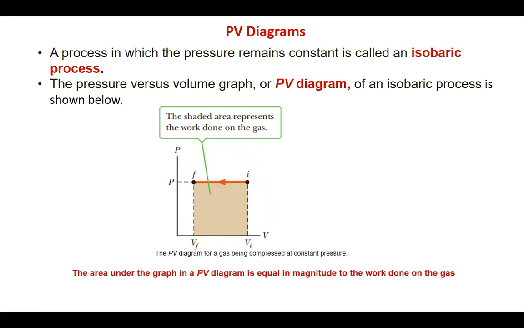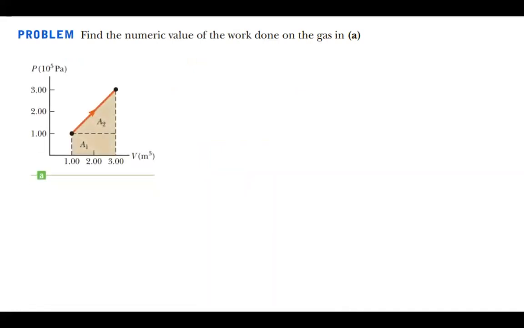Yeah, so the area under the curve in a pressure volume diagram is equal to the magnitude of the work done on a gas. So the area is simply given by P times final volume minus initial volume, which is just the same as P delta V. So let's look at this problem here. Find the numeric value of the work done on a gas in A. So here, in other words, they're just telling you to find the area of this shaded region there. So initially the curve was just like this.